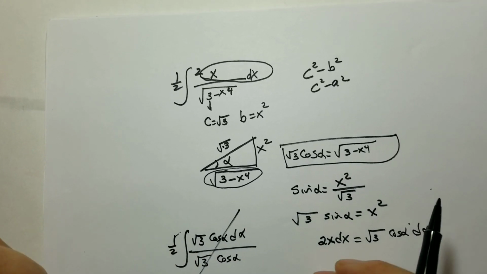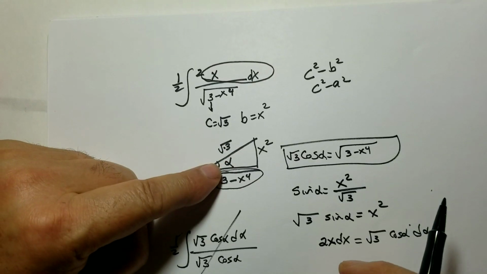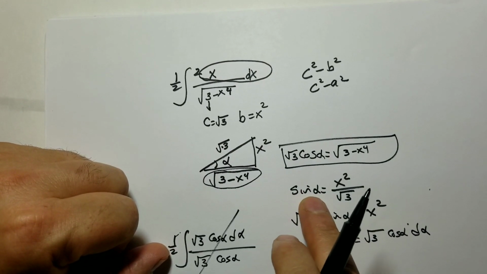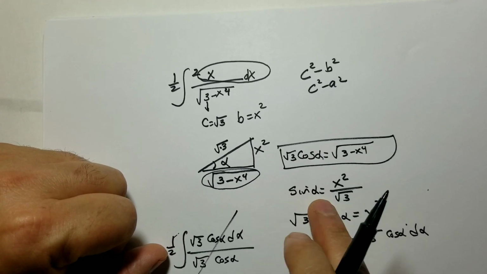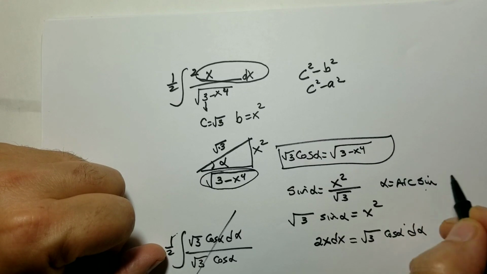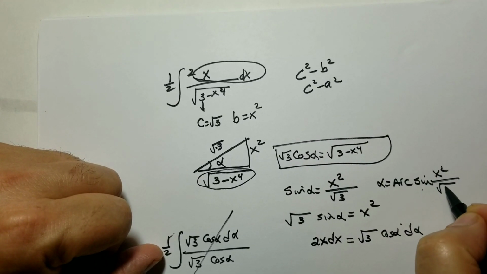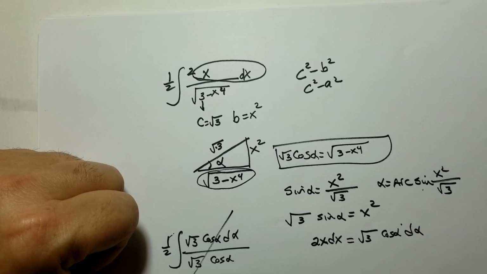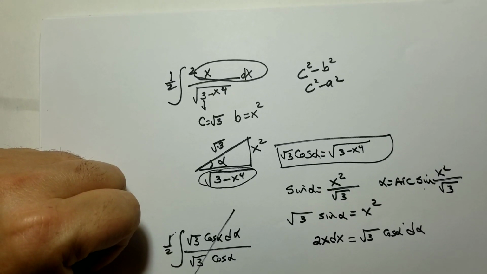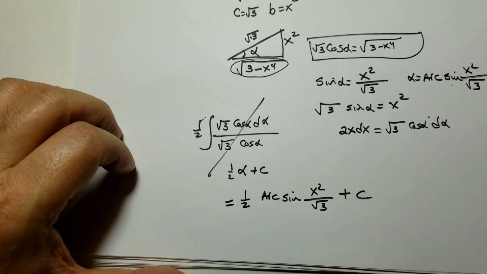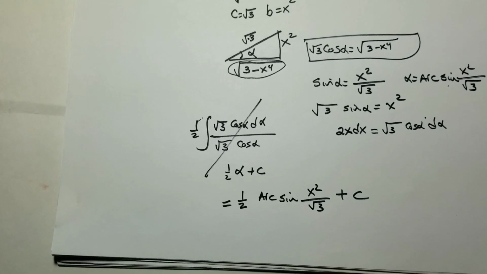But you have to go in here and solve for alpha. And your alpha is right here. What is your alpha? You have to apply arc sine to both sides. Alpha is equal to arc sine of x squared over square root of 3. Therefore, your final answer should be 1/2 arc sine of x squared over square root of 3 plus c. I'm sorry, and that's exactly your answer.